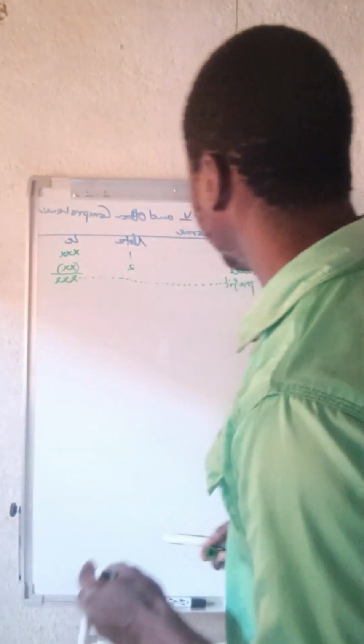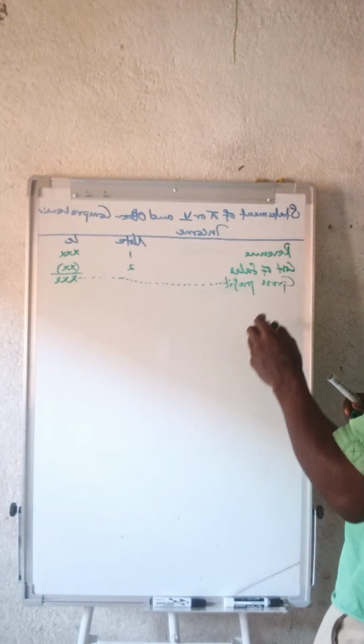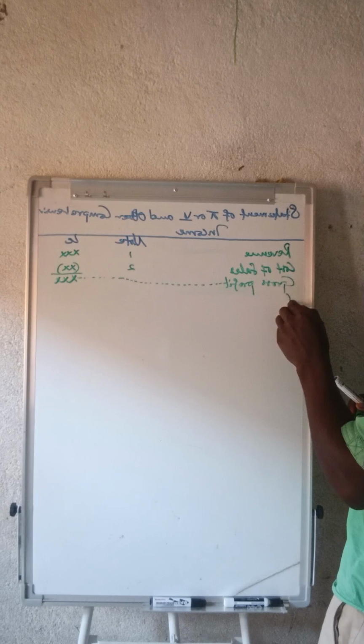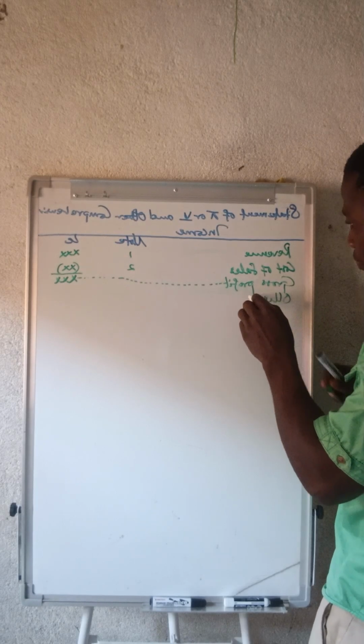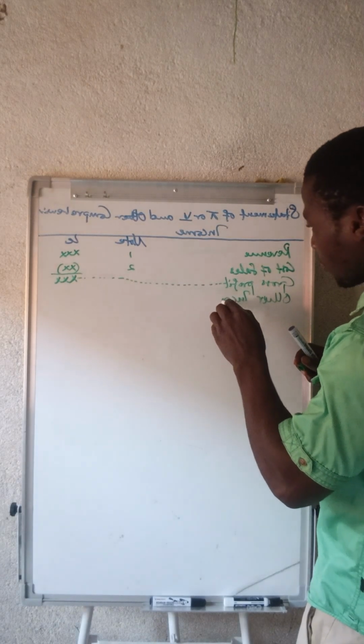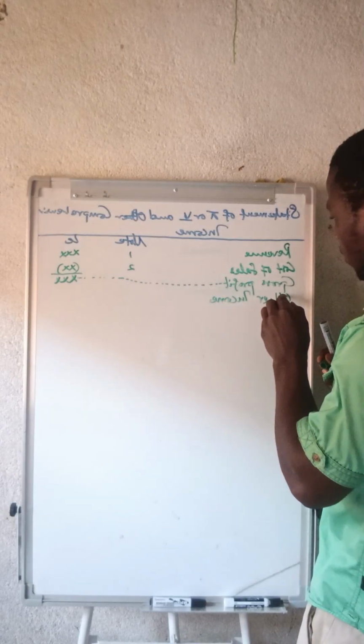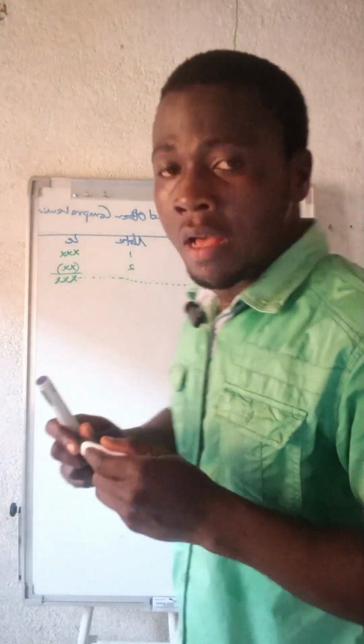So now, after we ascertain the gross profit, what do we think of next? What to think of next is other income. We say other income. Now, let me explain this.